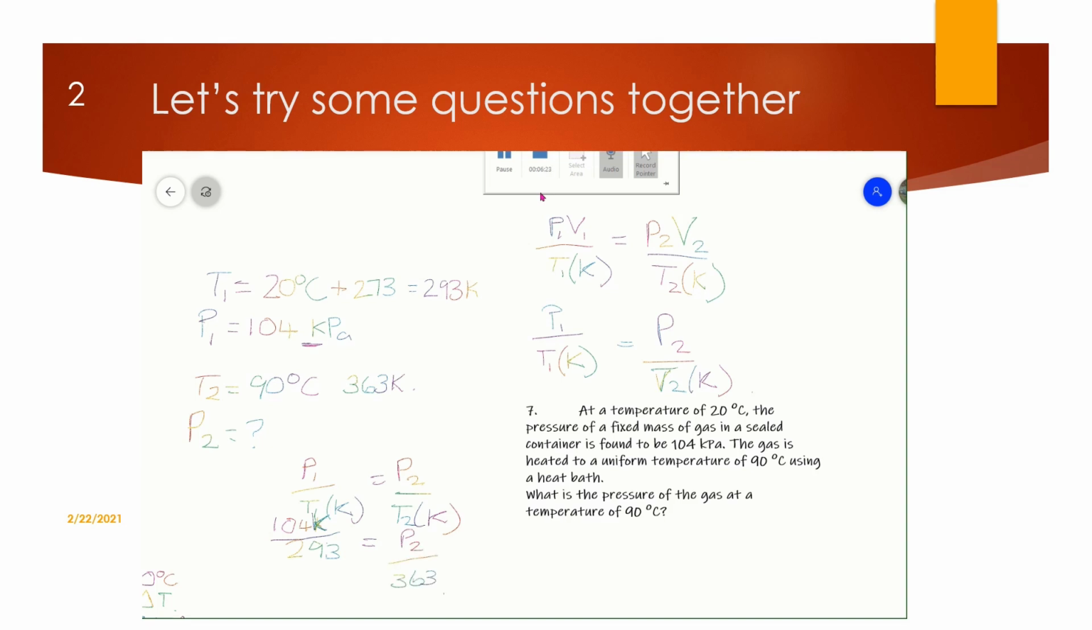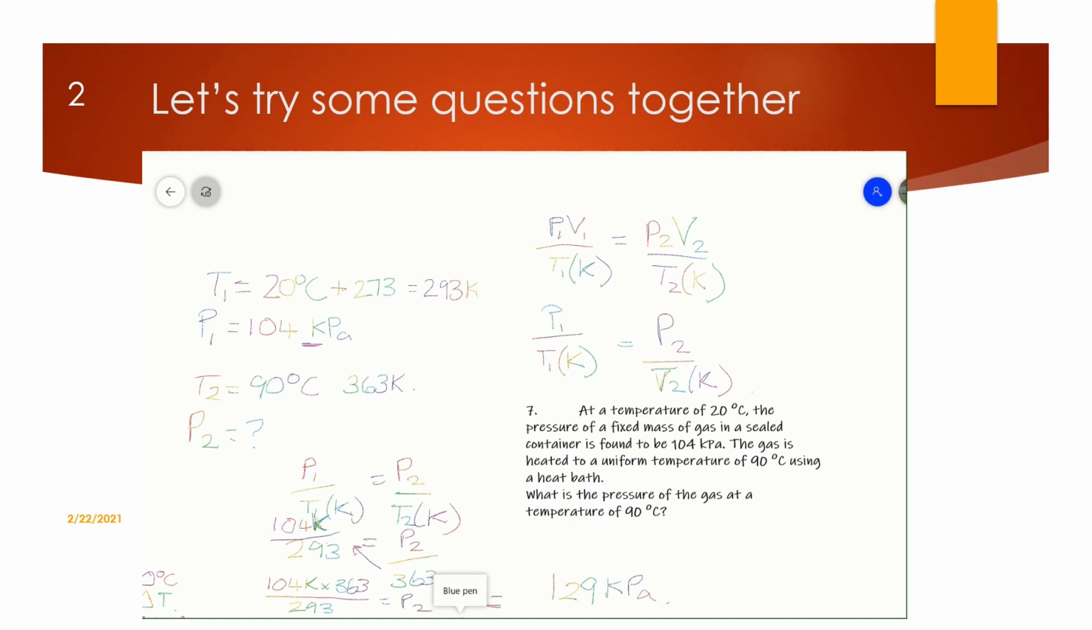363 Kelvin. So bring this up to the other side. So that gives me 104K times 363 over 293, which equals P2, which is equal to 129, because I'm rounding that, kilopascals.